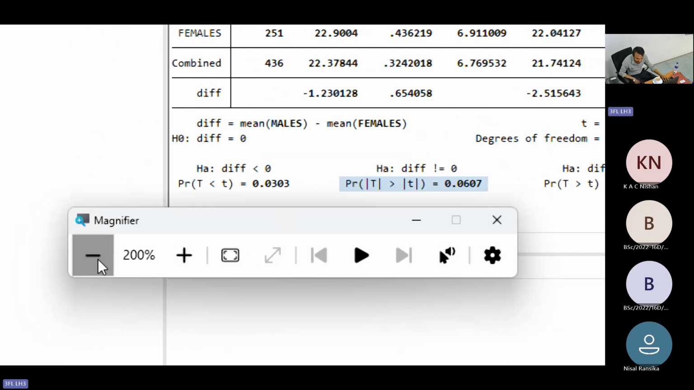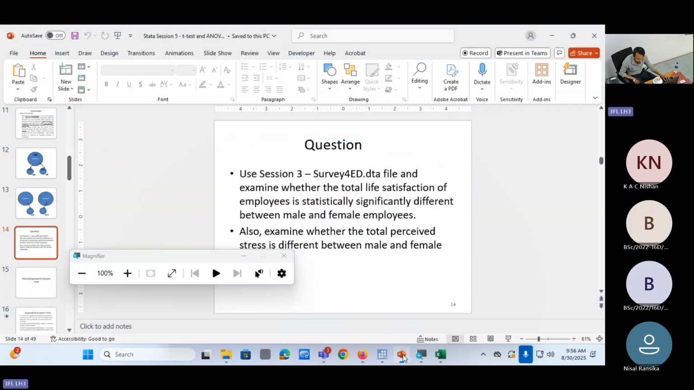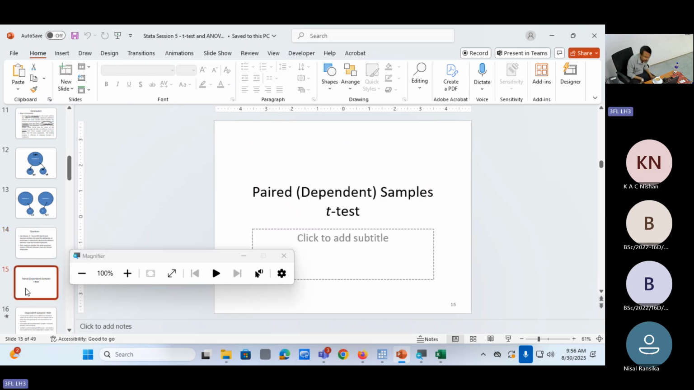So after this, we'll now get a quick break. After this, we'll discuss the paired sample test. So we shall meet again at 10:20.